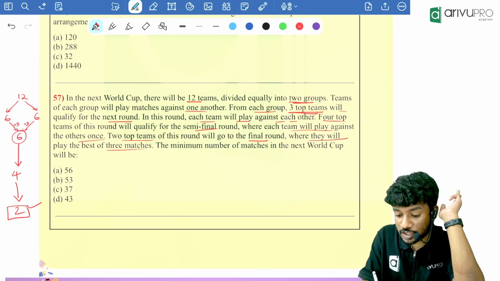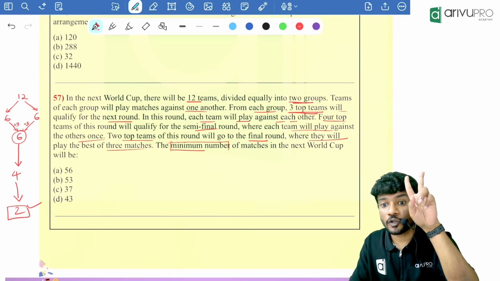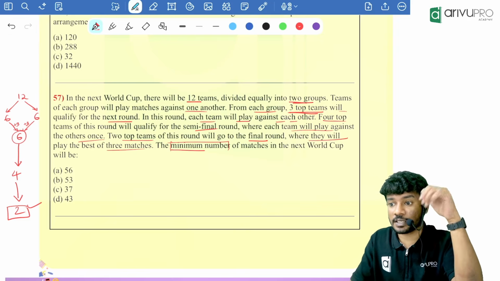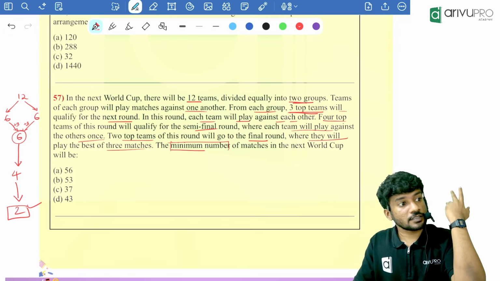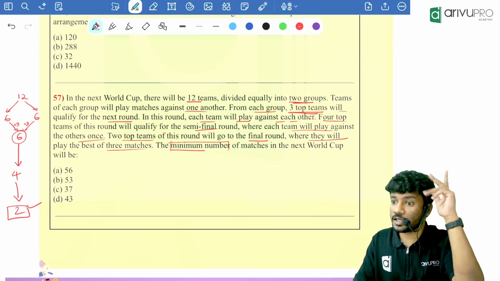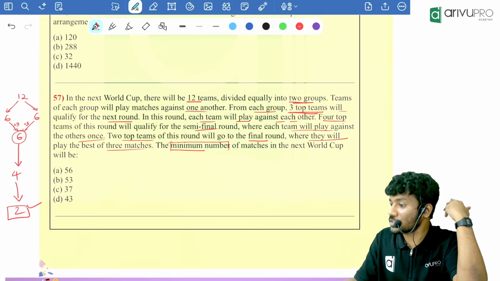But the condition is what? Minimum number of matches should be played. That means in the final, how many matches will only be played? Two matches will only be played. For example, CSK and RCB are playing. Then if RCB wins two matches, that means RCB won the cup. CSK wins two matches, that means CSK won the cup.